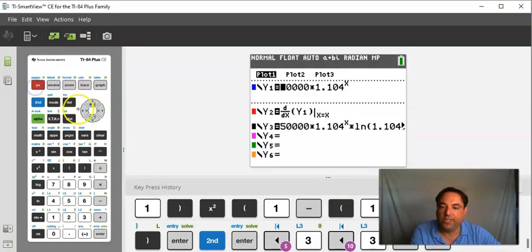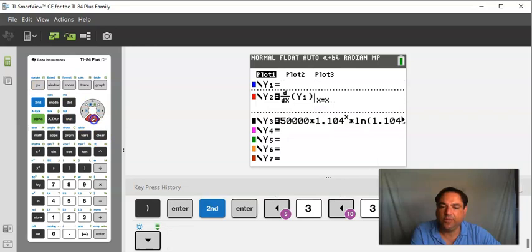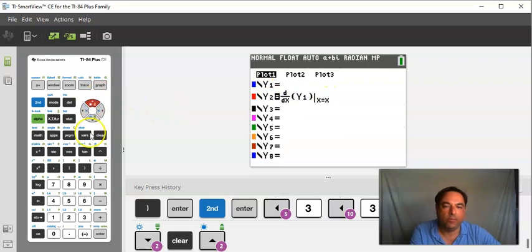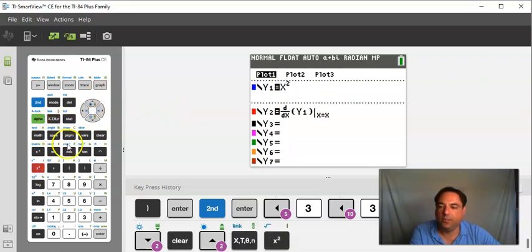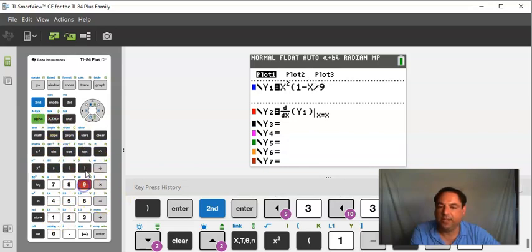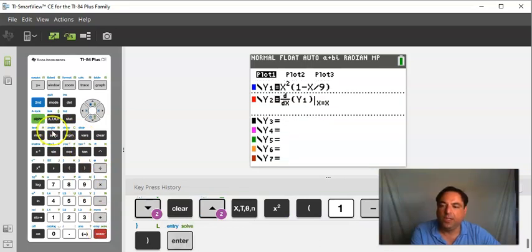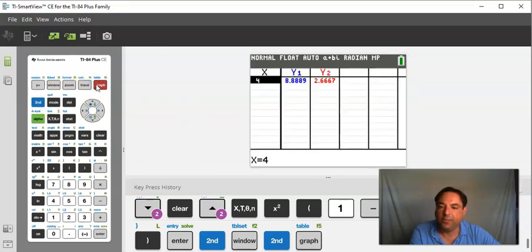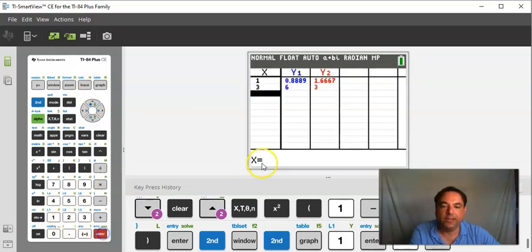So we're going to go to y equals, get rid of any other equations in there. I'm going to leave the derivative that we used earlier because that will help us later on. And we'll put x squared, parenthesis, 1 minus x divided by 9, close parenthesis, enter. Then when we go to the table, make sure when you hit second window, it says Ask, not Auto. If it says Auto, then this won't work. Hit second graph for table, plug in 1, we get the 0.89, plug in 3, we get the 6. Now this will be the derivative, we'll check it in a little bit.